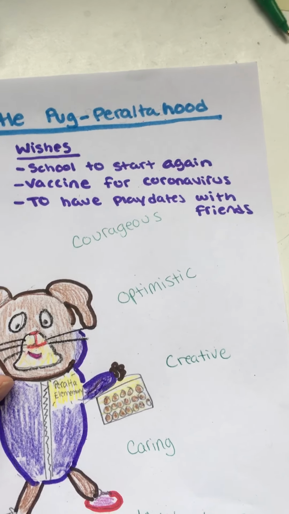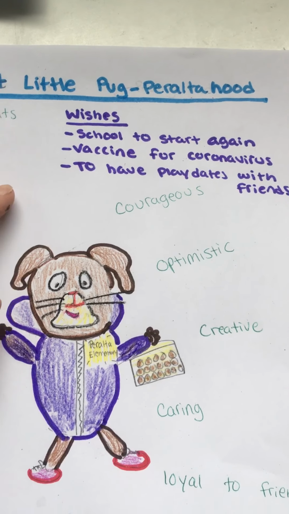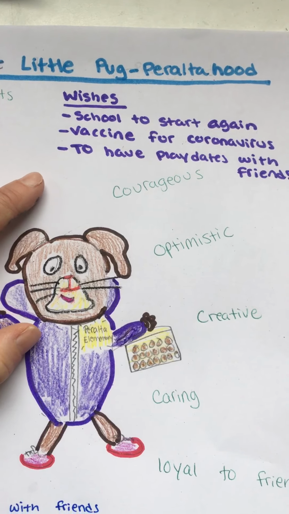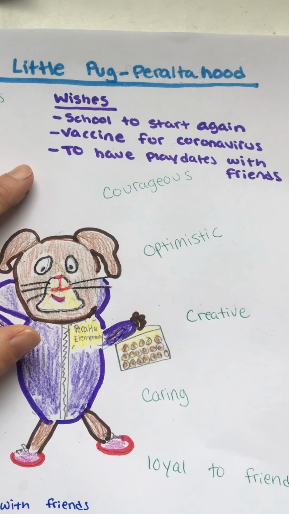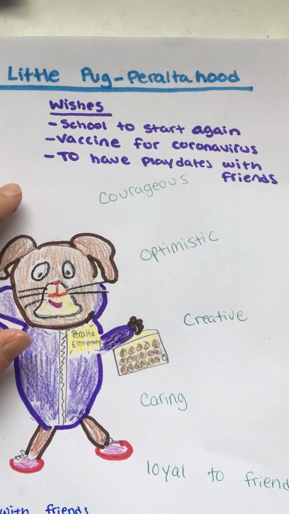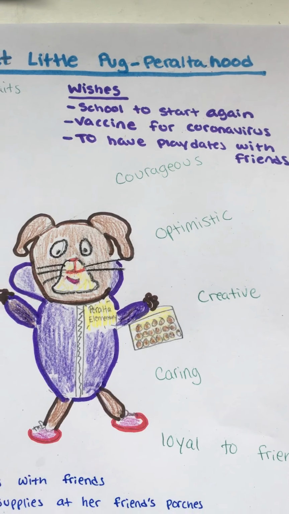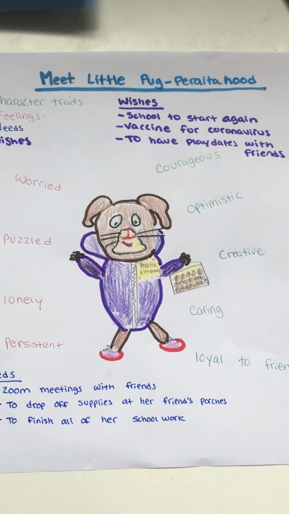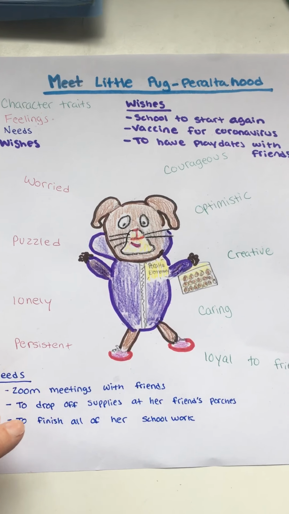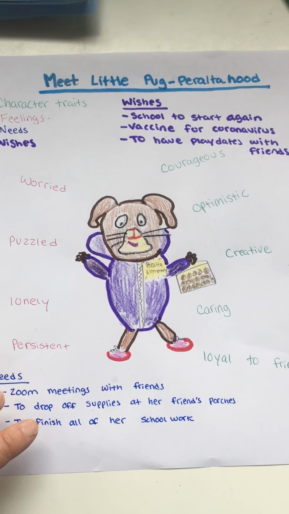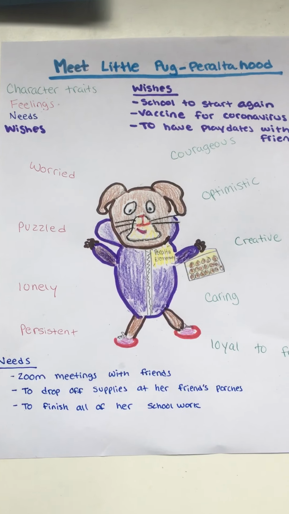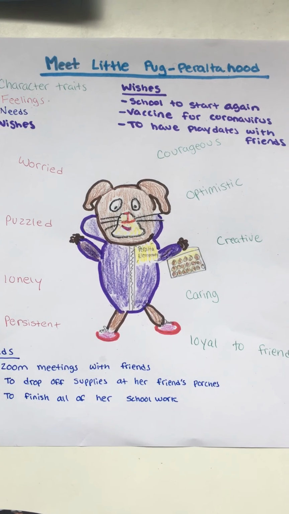And then some of the wishes, the things that she hopes and dreams of. She hopes that school will start again. She hopes that they'll find a vaccine for coronavirus, and she hopes that she can have play dates with her friends. So this is my main character, and now that I've brainstormed all of this, I'm going to be able to write my story using these character traits, feelings, needs, and wishes as I write.